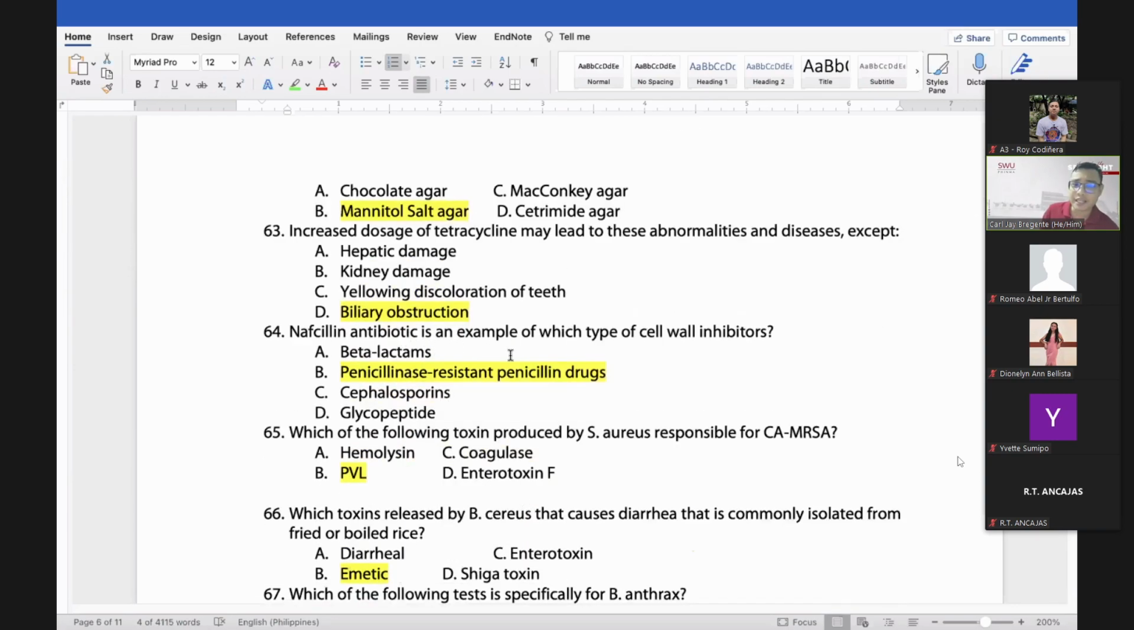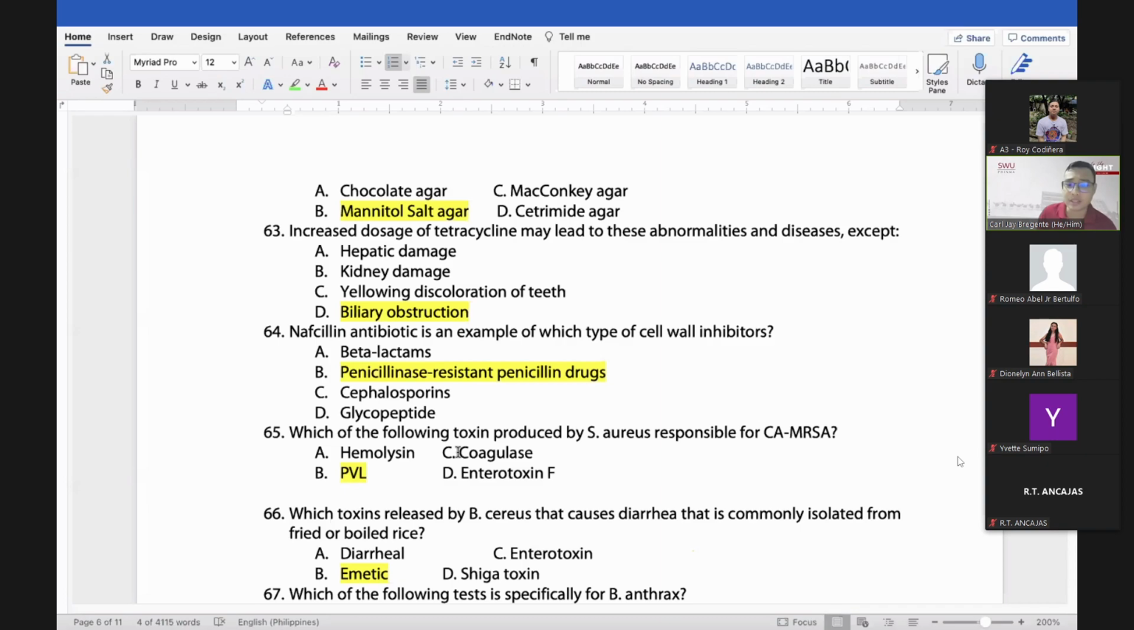Nafcillin antibiotic is an example of which type of cell wall inhibitors? Okay, the correct answer is penicillinase-resistant penicillin drugs. Nafcillin is not part of the other beta-lactam choices because the common example of those are your cephalosporins. Nafcillin is also not part of glycopeptides. The most common example of glycopeptides is vancomycin.